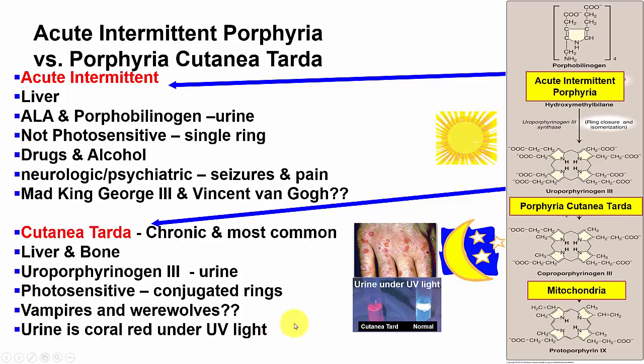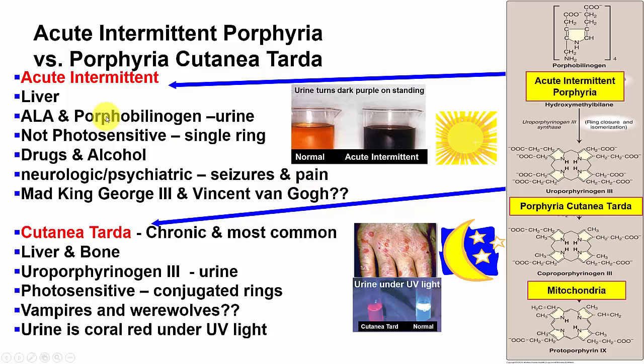Very not a pleasant disease, and they should never be made fun of. Urine has this coral red color under UV light. You can see down here in the Cutanea tarda. The acute intermittent also has their urine turn a dark purple on standing. So note these differences in these two. This one will eventually polymerize to a dark purple product.